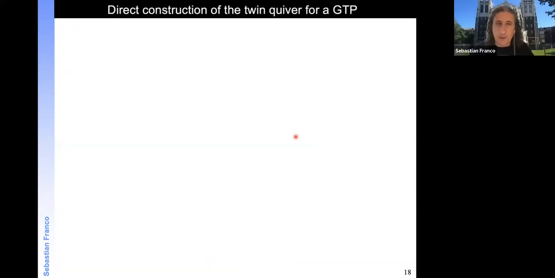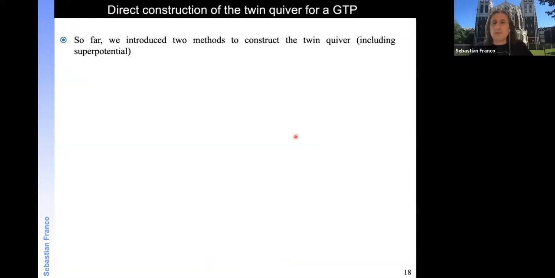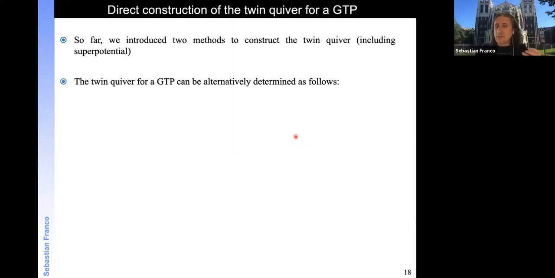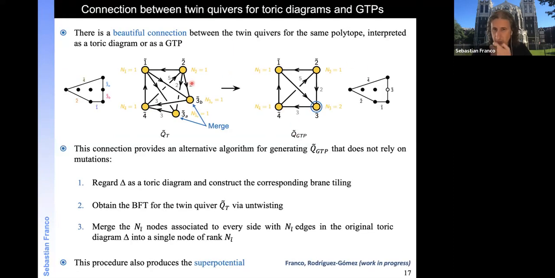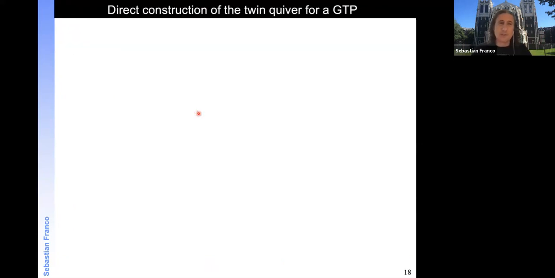Right. Okay. Very good. So so far we talked about these twin quivers by mutation. I said, oh, the non-toric quiver appears there by mutation. I gave you another method here. You think about this as a toric diagram, you construct the corresponding tiling, you untwist, and merge.